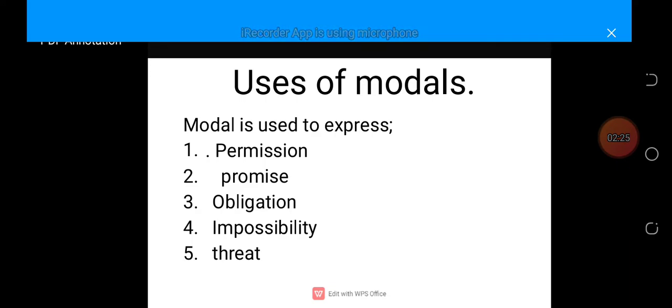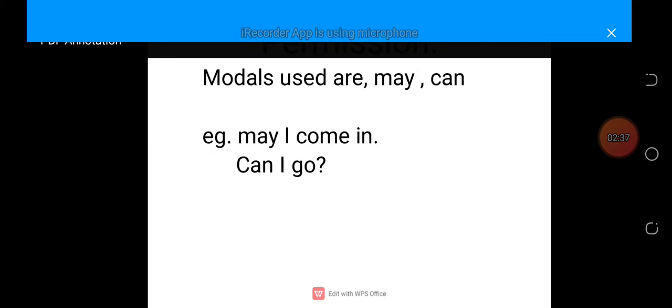When we look at the words permission, promise, obligation, impossibility, and threat, these are simple words. But I want to go further by looking at suitable modals that can be used to express all these keywords mentioned. One of the modals we want to look at is modals used in expressing permission. So you want to ask permission to do something, the consent of someone to do something. Some of the modals we can consider are may, can.